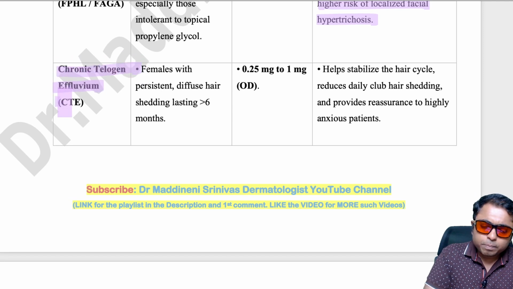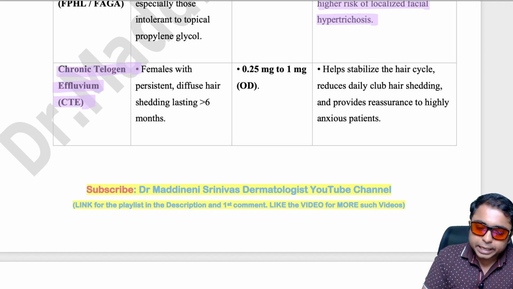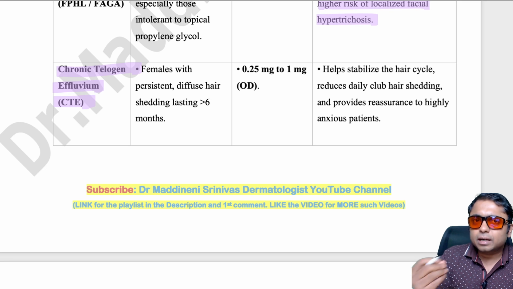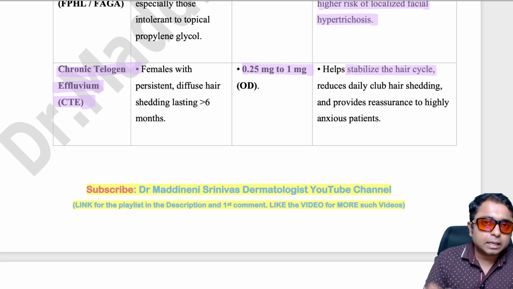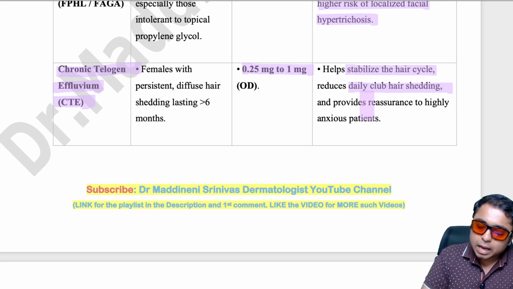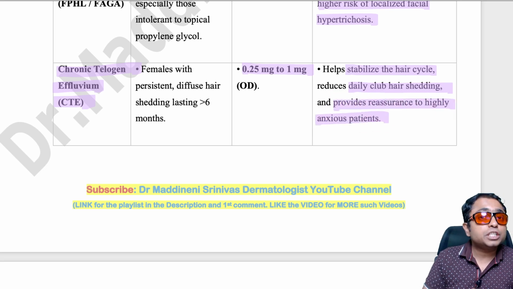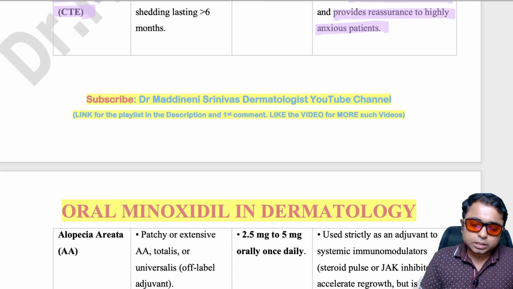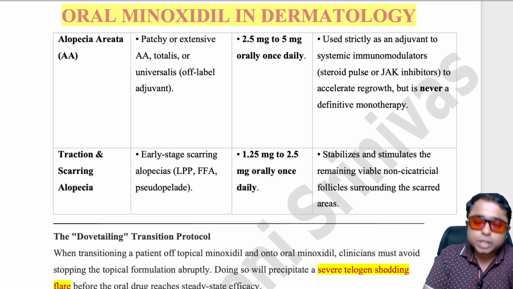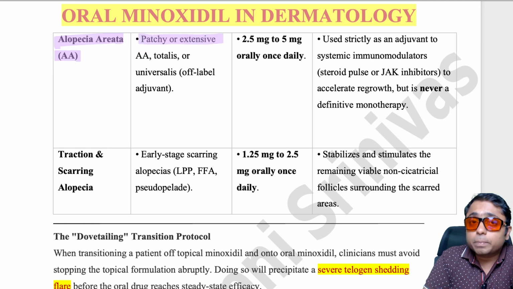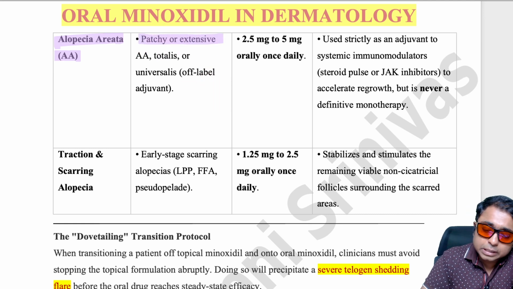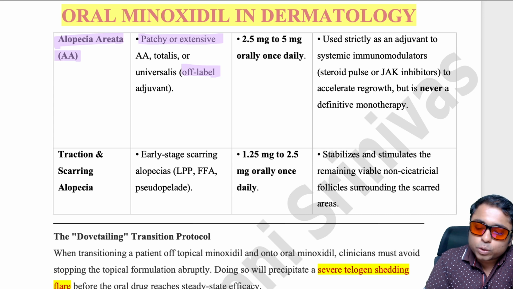Chronic telogen effluvium, you know that it is a reversible condition, but still if the hair loss is very prominent, then we can use 0.25 to 1 milligram as an OD dose, and it will stabilize the hair cycle, and it will reduce the daily club hair shedding, that is telogen hair shedding, and it will provide reassurance to highly anxious patients. So this is the usage in chronic telogen effluvium. And in alopecia areata, those patients who have patchy or extensive alopecia areata, alopecia totalis, alopecia universalis, it is an off-label indication, as I have already told you.